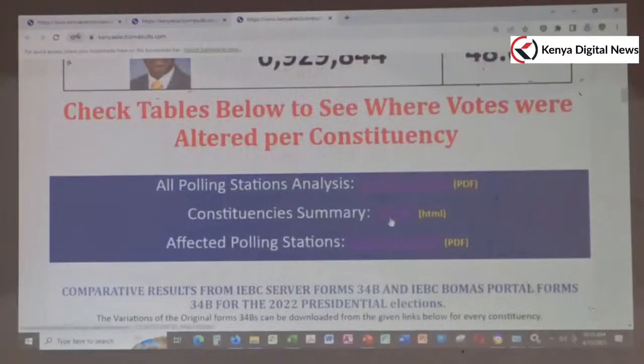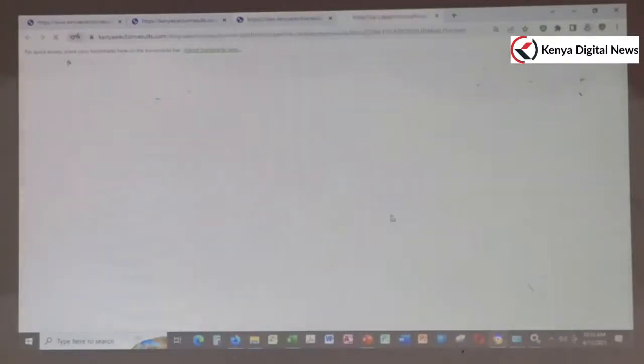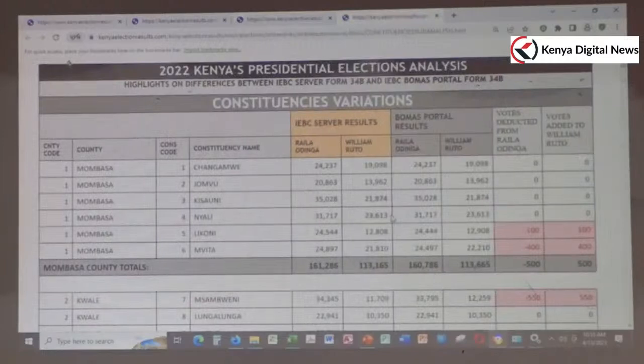Now, let me take you to a summary of all the constituencies first, before taking you to the specific polling stations. In all the constituencies, after analyzing the whole project, we realized that in Mombasa County, it is only two constituencies that were affected, and that is in Likoni and in Mvita, where Jacob lost 100 votes and Dr. Ruto gained 100 votes. And here Jacob lost 400 votes and Dr. Ruto gained 400 votes.